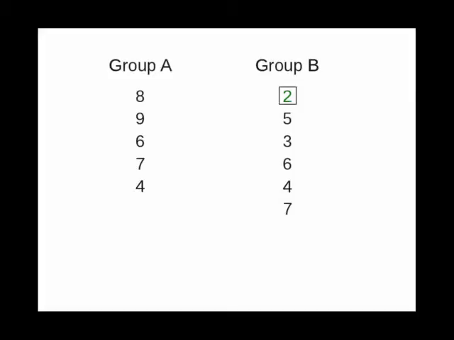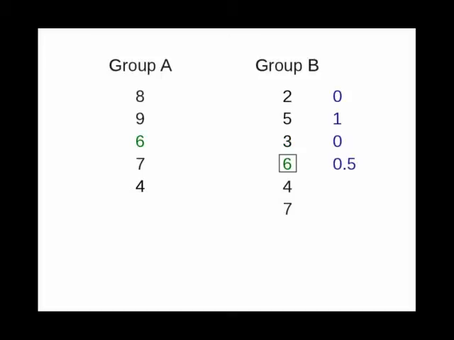Looking at the score of 2, you can see that it doesn't beat anyone's score in Group A, so that earns 0 points for Group B. Now look at the 5. It beats only one score from Group A, the 4, so that means 1 point for Group B. The 3 doesn't beat anyone in Group A, so it earns 0 points for Group B.